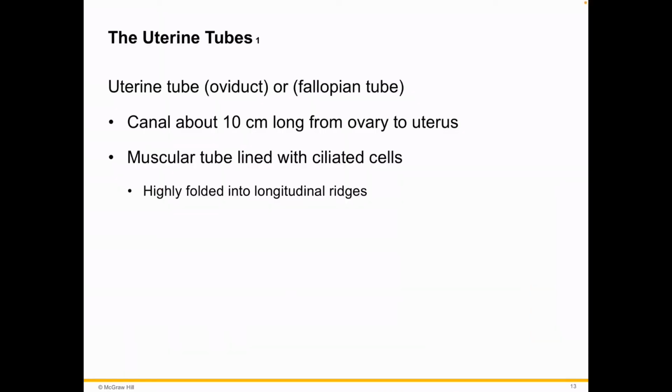Right, so the uterine tube, also known as the oviduct, because it's a duct and the ova go through it. Formerly also known as the fallopian tube. Actually, that's how I learned it, as the fallopian tube. The canal is about 10 centimeters long and it goes from the ovary all the way down to the uterus.